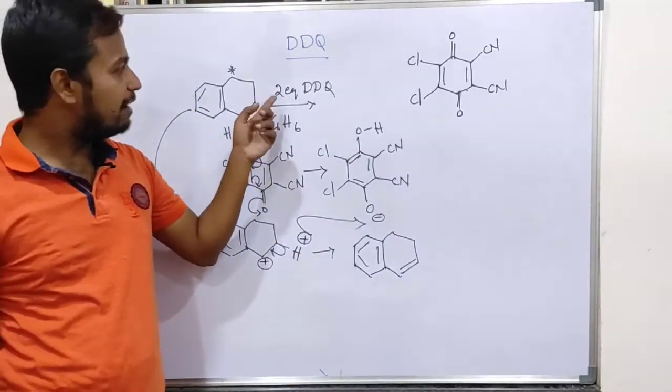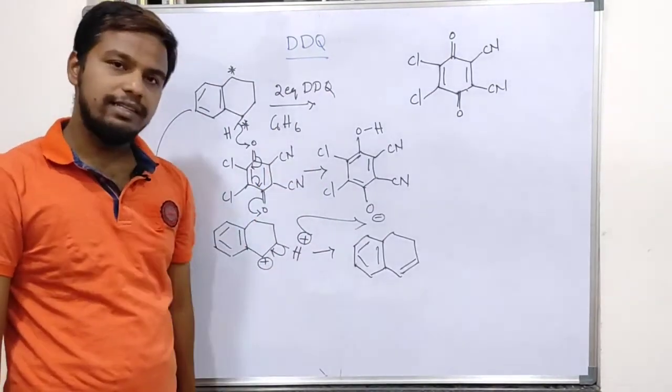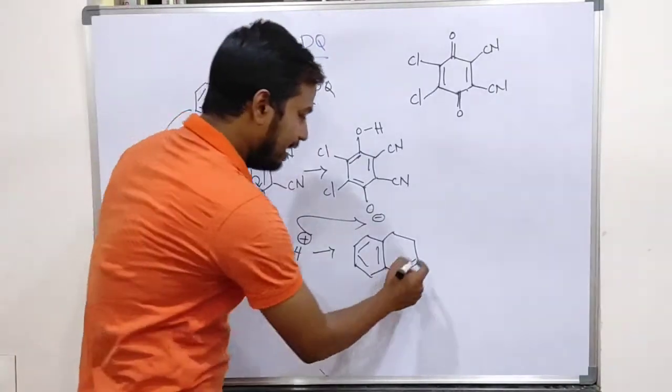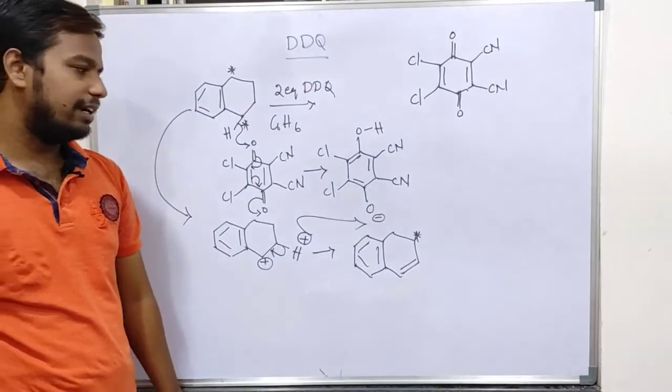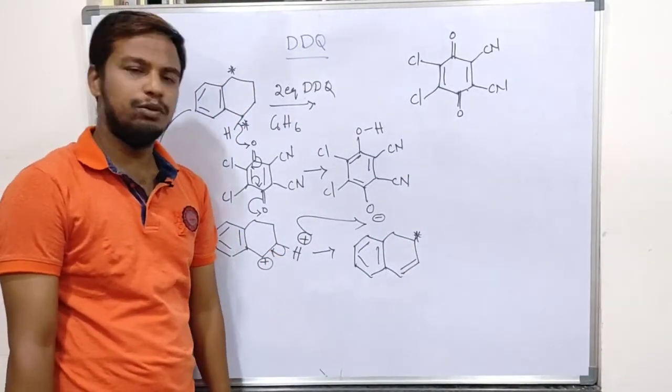We have used two equivalents, right? In the reaction mixture another equivalent is present. So see here, after this an allylic position is generated. Am I correct? An allylic position is generated here. So that allylic position will react.